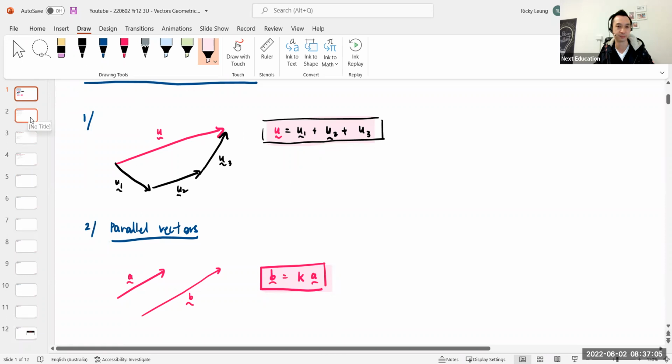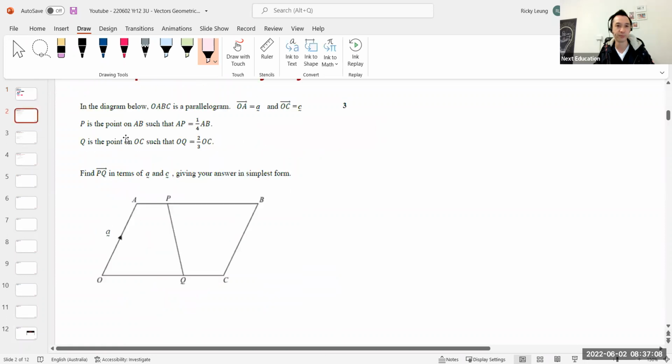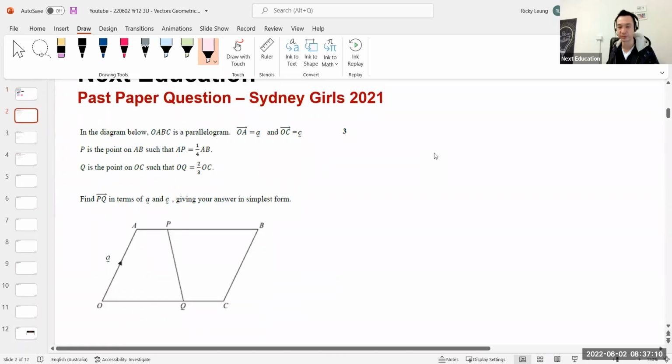Let's get started. I've got 3 past papers that I prepared for you. One from Sydney Girls. This question is worth 3 marks, and I think the context of the marks is quite important. In a test that has 70 marks in total, it's about 5%. So 5% of the test for 1 question, it's pretty good value. Let's dig through this.